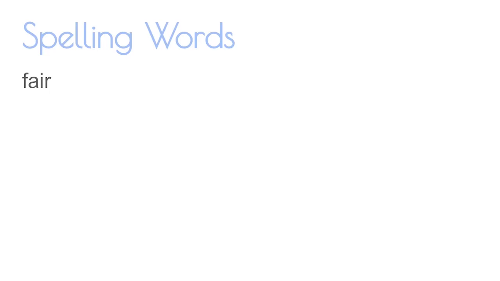The next word rhymes with fair, and it is pear. Not pear like the fruit, but when you have two of something, you have a pair, like a pair of socks. P, air, A-I-R. Next word is bear, like the furry animal in the woods. Bear. Next word is wear. What are you going to wear today? Did you check the weather forecast? Wear.